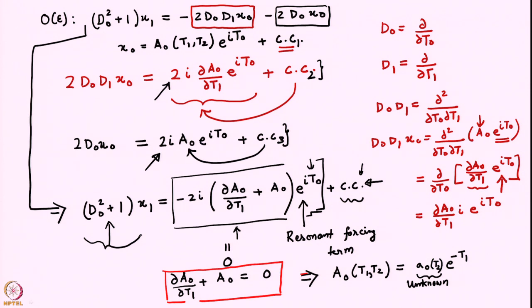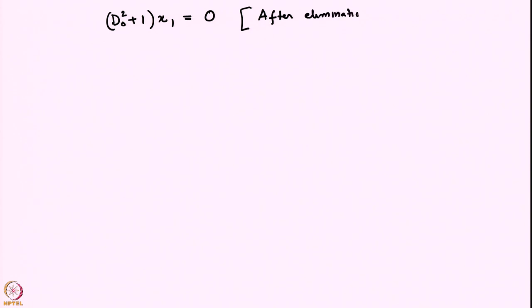Alright, so now this tells us that the equation governing x1 is also a homogeneous equation, because the right hand side is now completely 0. So the equation after this simplification governing x1 is just this, after elimination of resonant forcing on the right hand side. Once we have eliminated that, that gave us the T1 dependency of the variable capital A0. And this in turn leads us to this equation for X1. This turns out to be the same equation which governed X0 also.